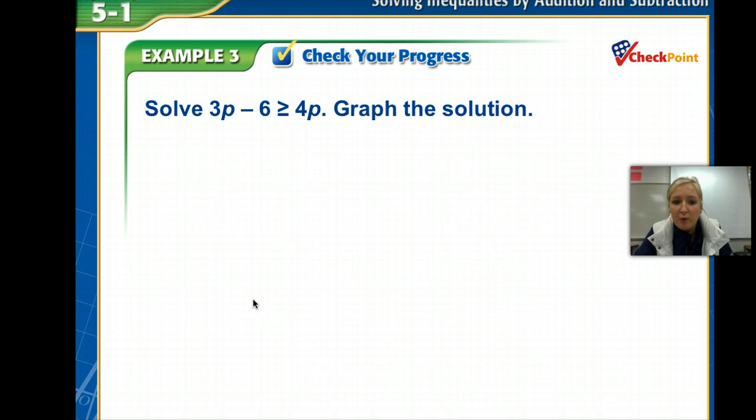So now we are at a checkpoint. What I want you to do is pause the video and you try this problem and see if you can come up with and graph correctly this inequality.